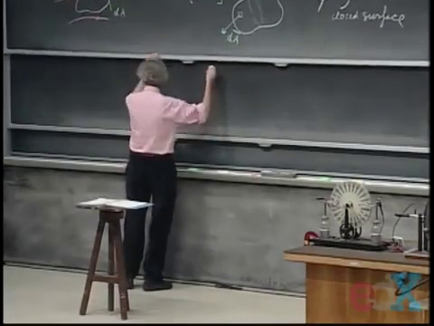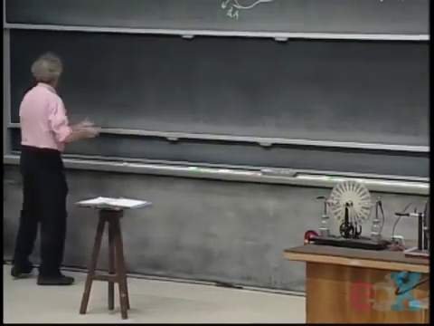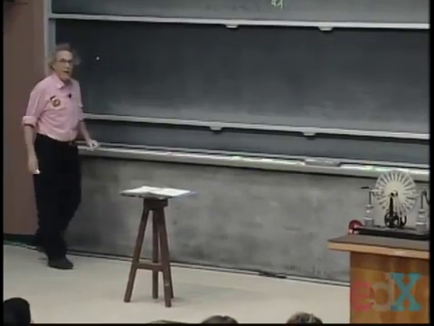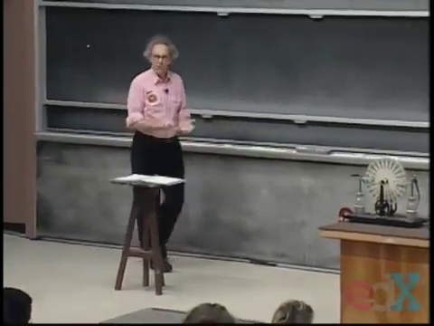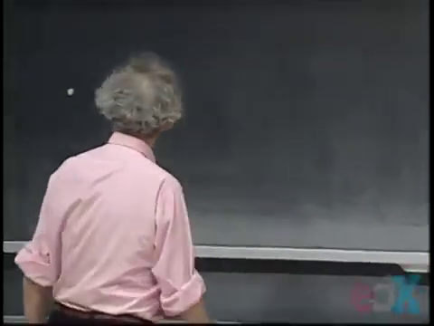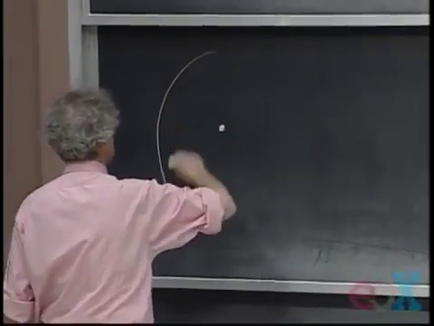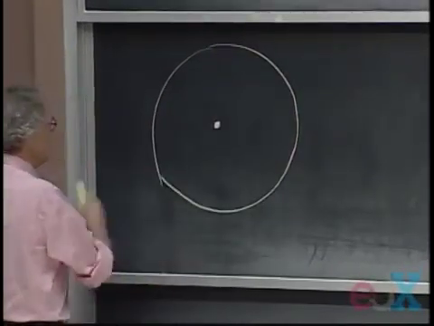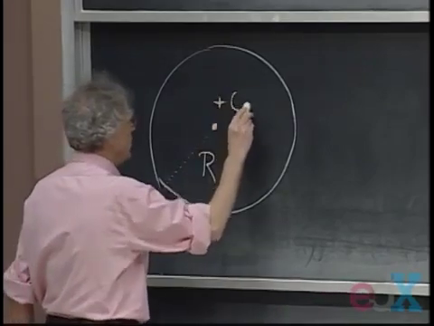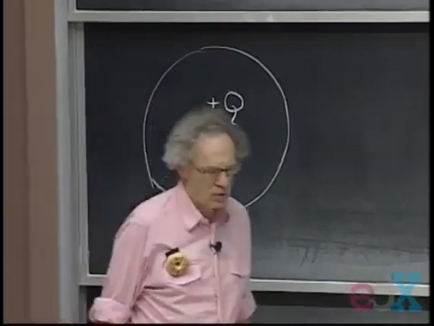So here, I have a point charge, and I'm going to put a bag around this point charge, and the bag is a sphere. It is a sphere, and the sphere has radius capital R. And let this charge be plus Q, just for simplicity.